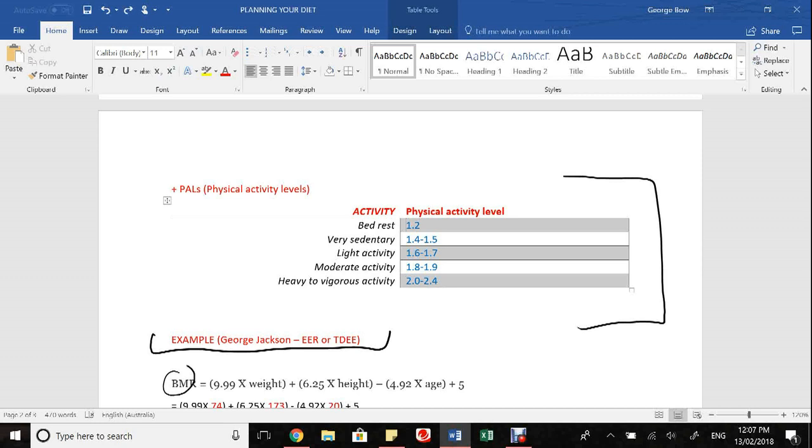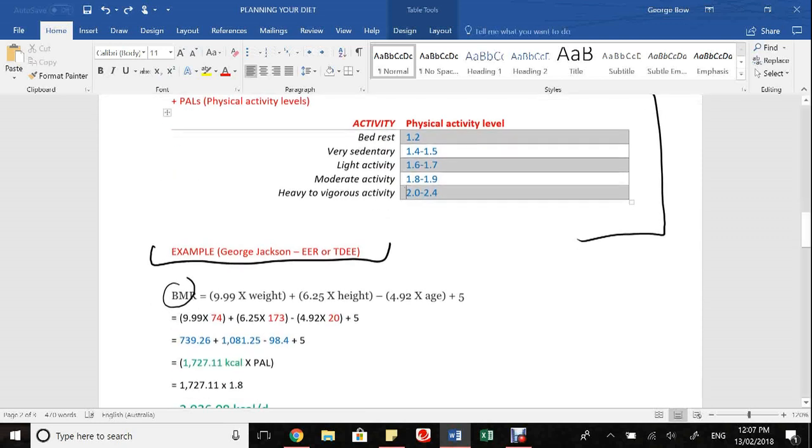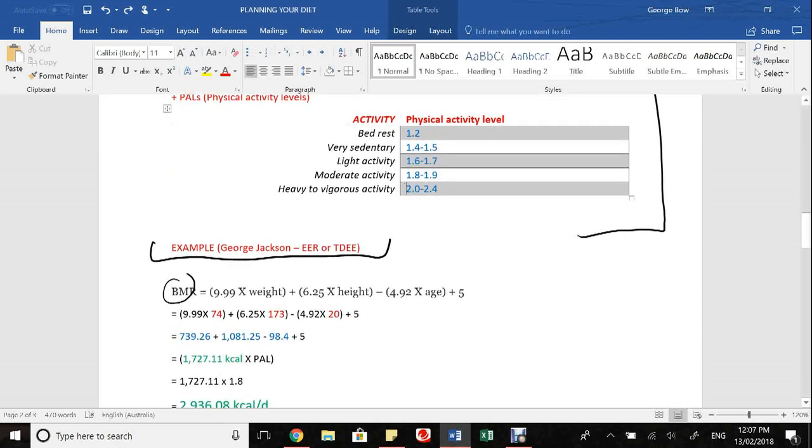So if you're laying in bed all day, you'll only times it by 1.2. Whereas if you're a professional athlete, exercising multiple hours a day at high intensity, you'll multiply it by 2.0 to 2.4 and maybe even higher depending on how hard you train. But up here, 99% of the population would not even go close to that.